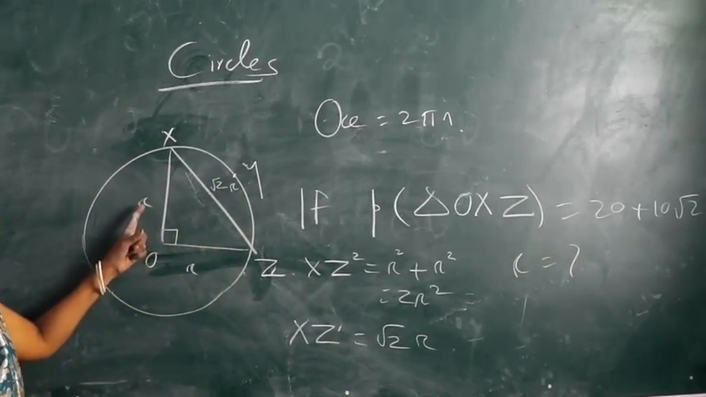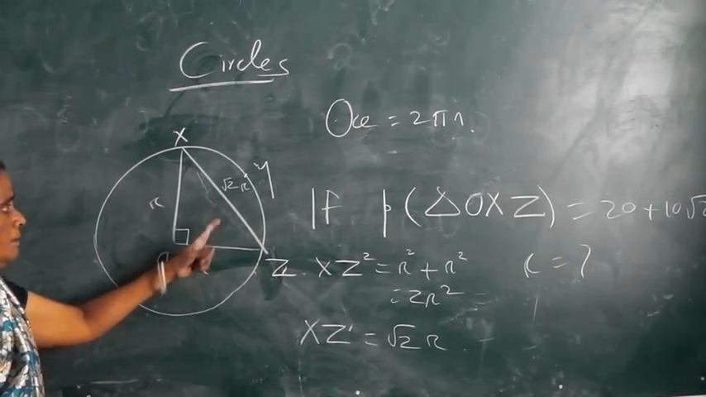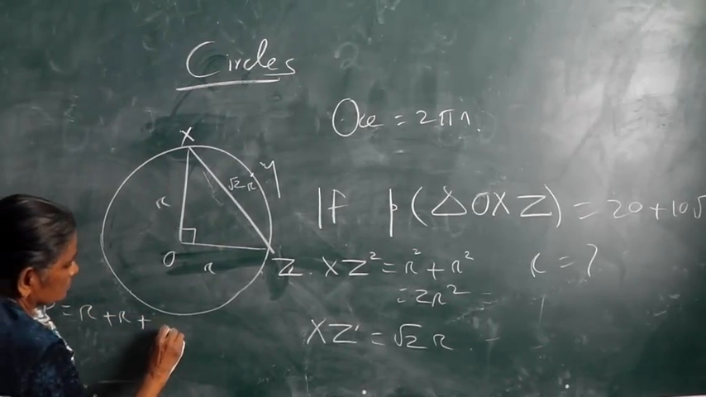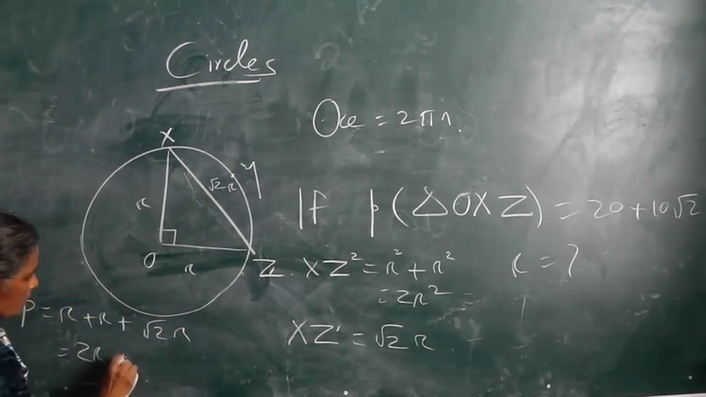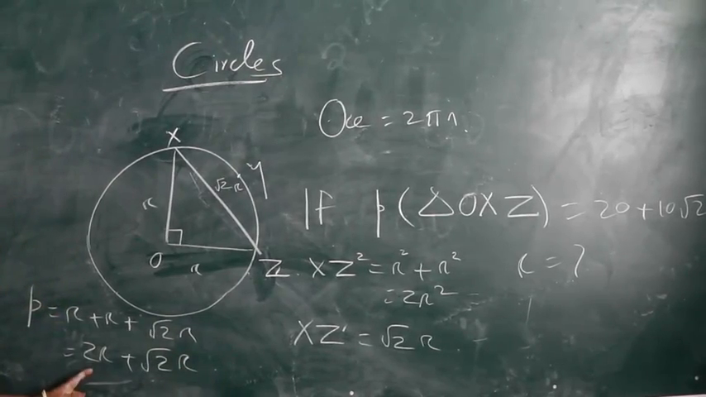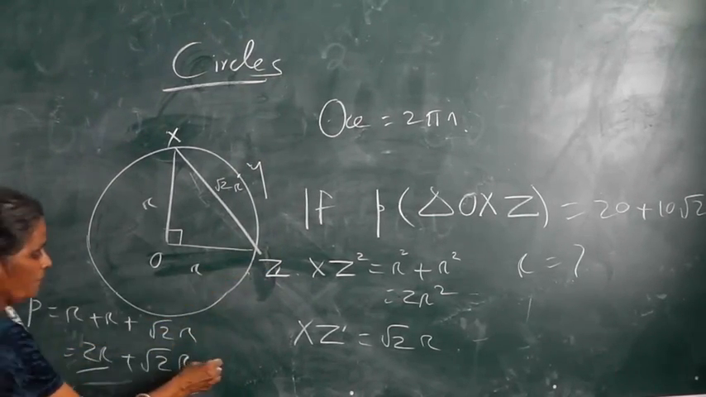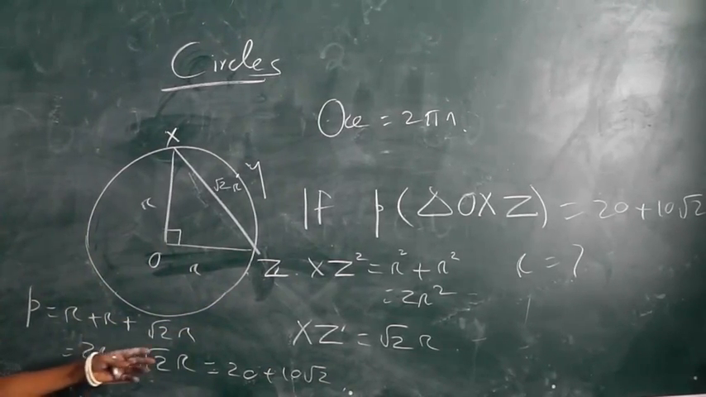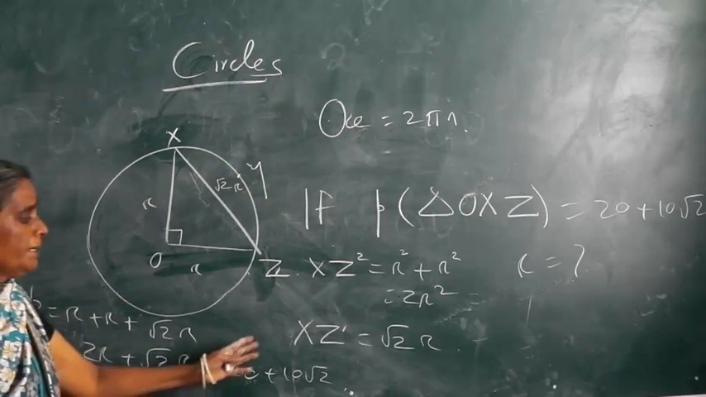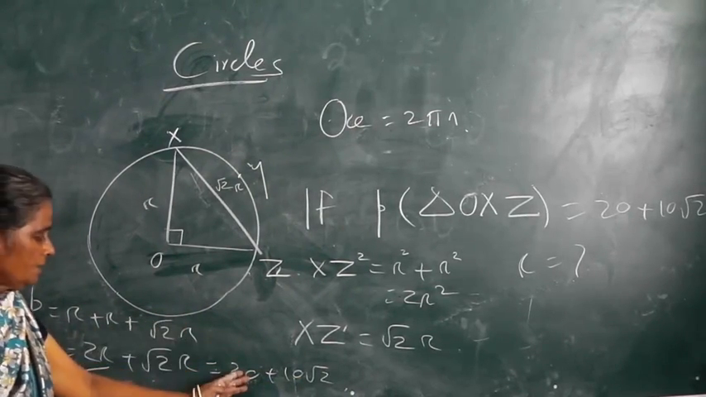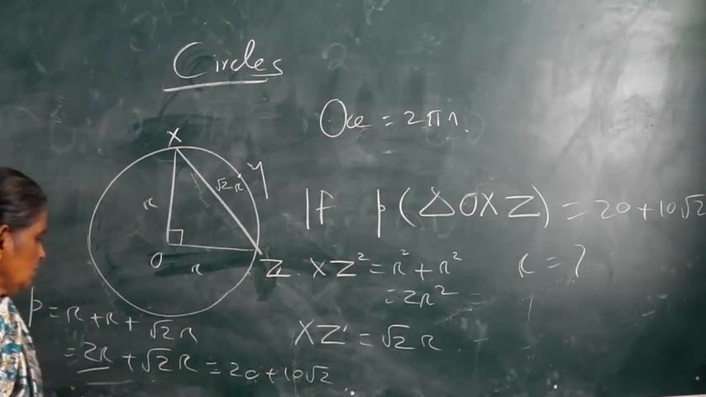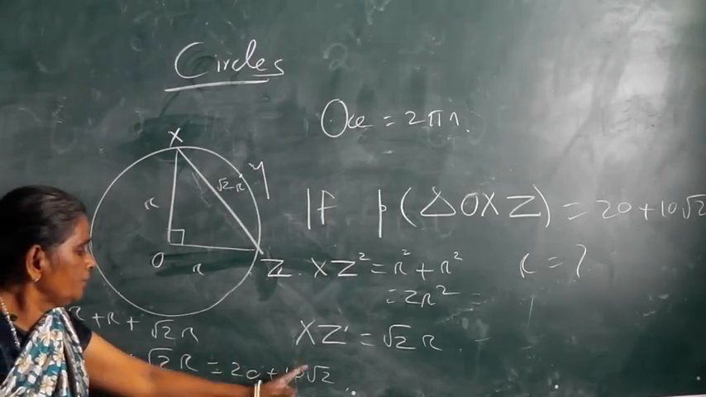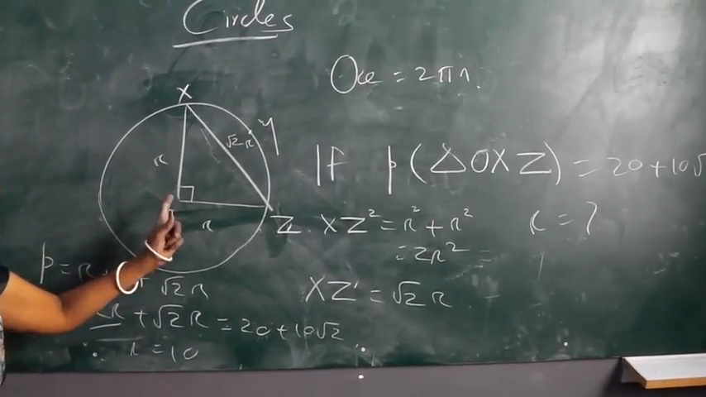Now, the perimeter is r plus r plus root 2 r, that is 2r plus root 2 r. Now, this is given to be 20 plus 10 root 2. It is a sum of a rational number and an irrational number. Rational part will be equal to rational part, irrational part will be equal to irrational part. 2r is equal to 20, so r will be 10. Root 2 r is equal to 10 root 2, so r will be equal to 10. So the radius is 10.